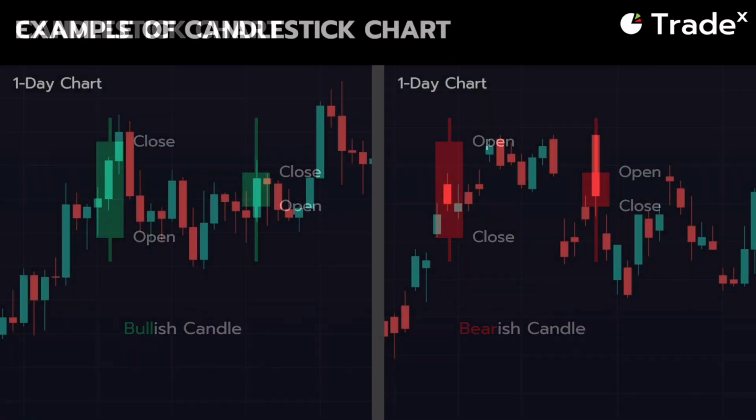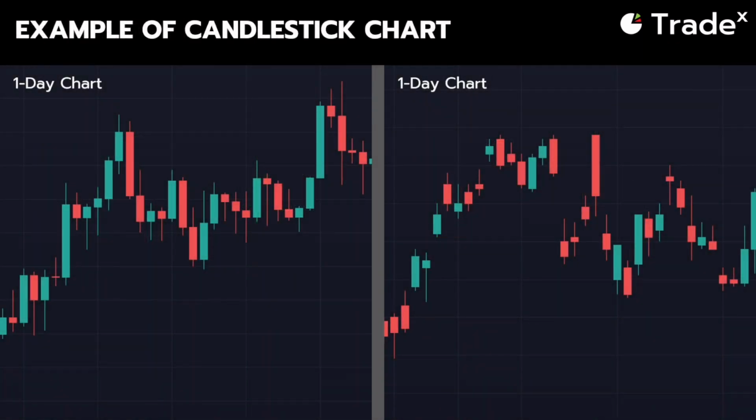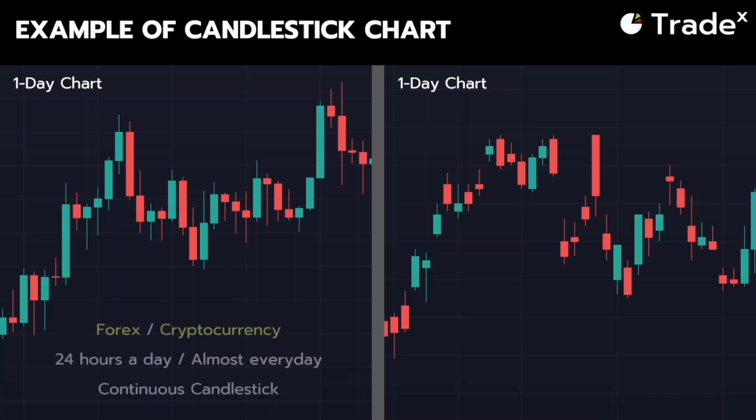Let's look at a real chart example. Both charts are one-day charts, meaning each candlestick represents the price movement of a single day. As you can see, they are different. One is continuous, while the other is not. The continuous chart is typically found in the Forex or cryptocurrency markets, where trading activity occurs 24 hours a day, almost every day of the week.